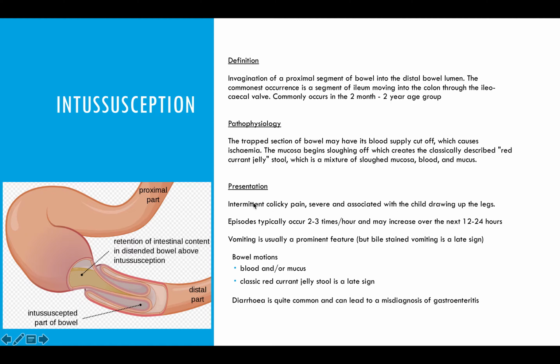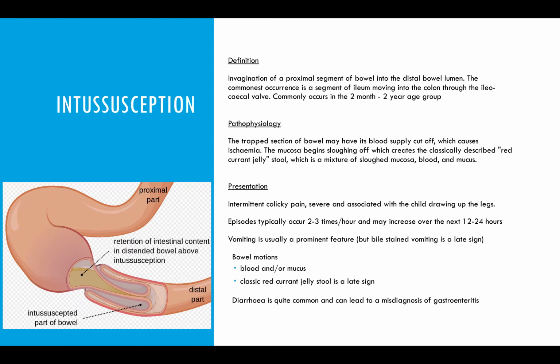Now, what happens is this, so sometimes this can basically come in and out and in and out. That's an important thing to know. But essentially the trapped portion of bowel can end up with its blood supply cut off, so it becomes ischemic. And then the mucosa starts to slough off, which creates the classical described red currant jelly stool.